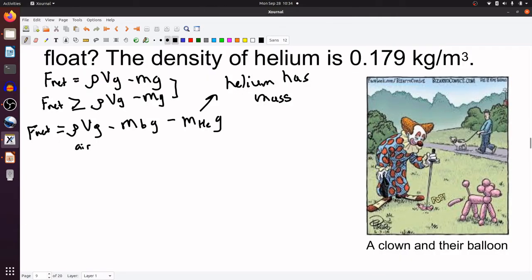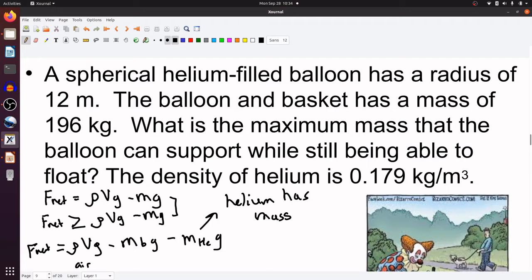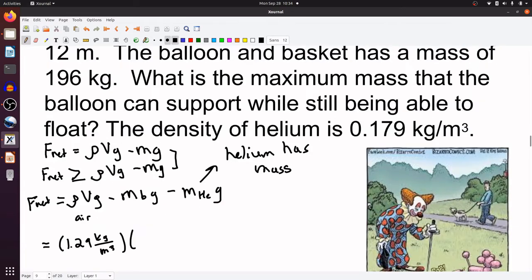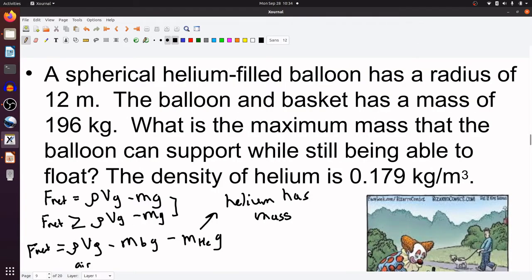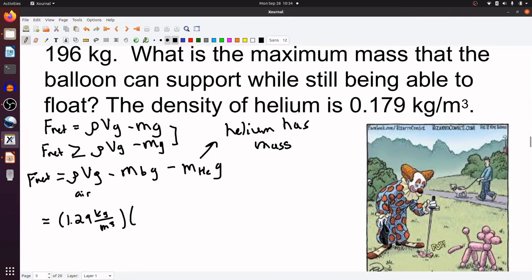All right, let's try to plug in some values and see what happens. Okay, density of air is 1.29 kilograms per cubic meter from the previous slide. Volume. We're just assuming it's the volume given of the balloon. It's spherical, so the volume of a sphere is 4/3 pi r cubed. And the radius is 12.